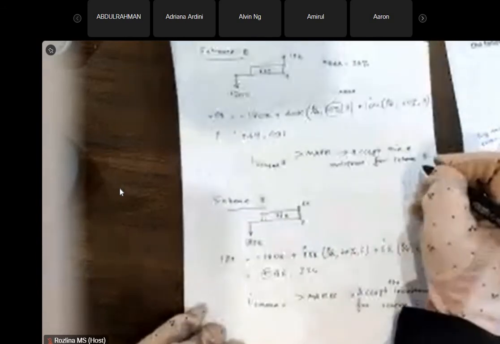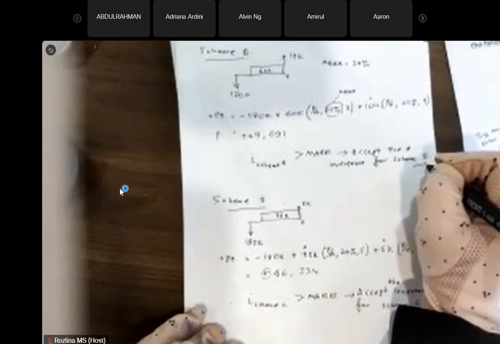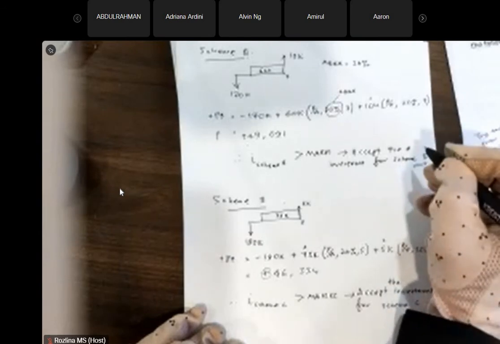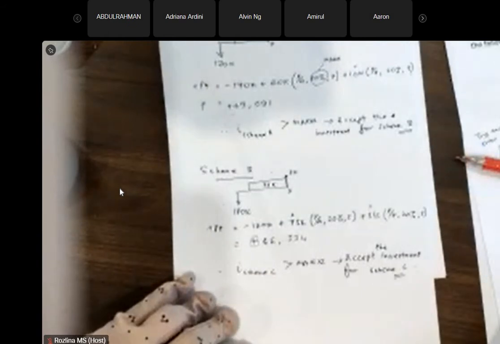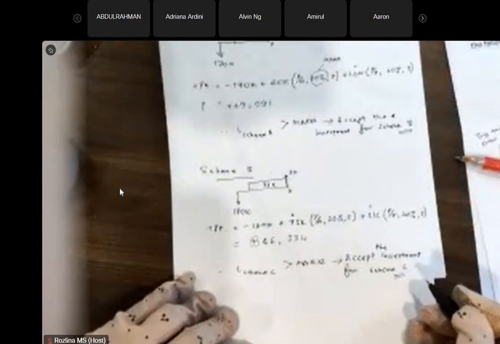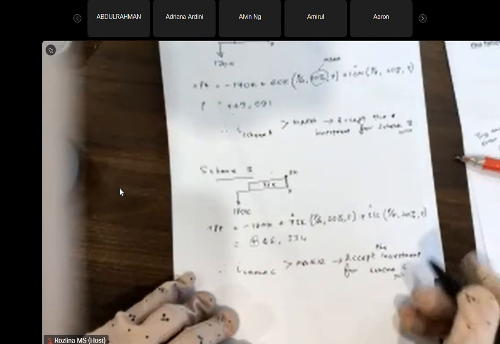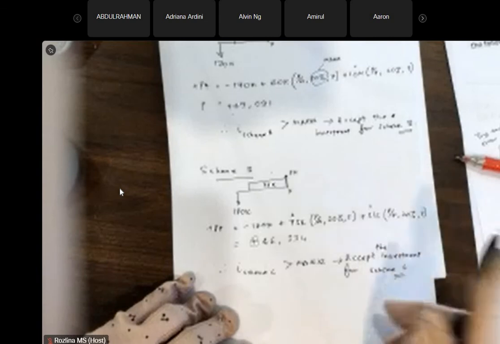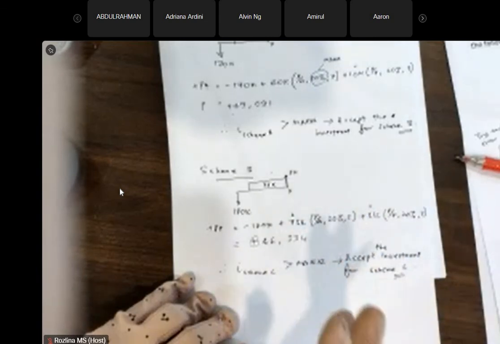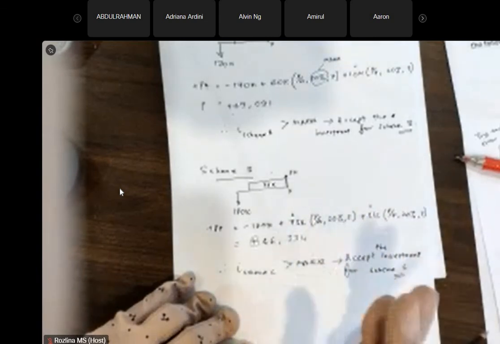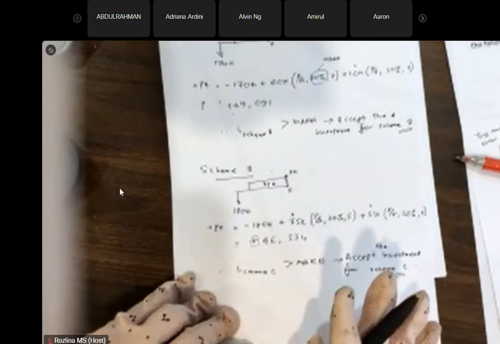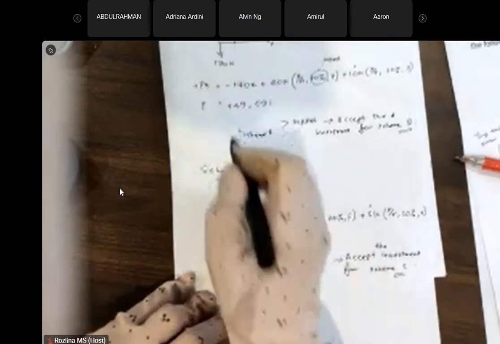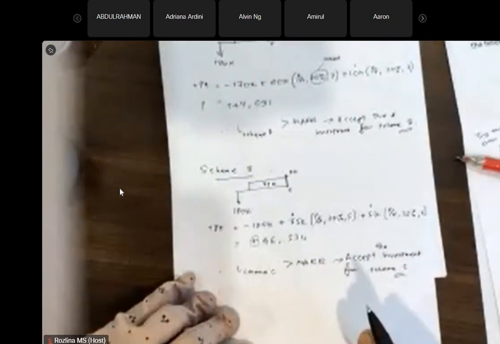So you can accept the investment for scheme B and scheme C. Maknanya boleh ambil dua ni. Boleh. Dia bukan dia kata you have to choose the best one, bukan. If you have to choose the best one, that means you have to do the comparison. Okay. For now, yang ini no need to do the comparison. You just look at the nilai positive and negative value.